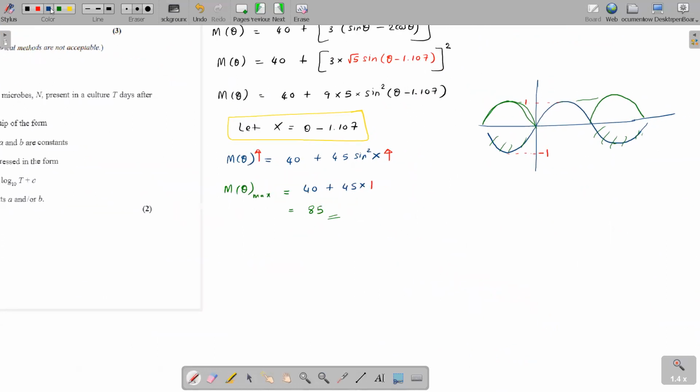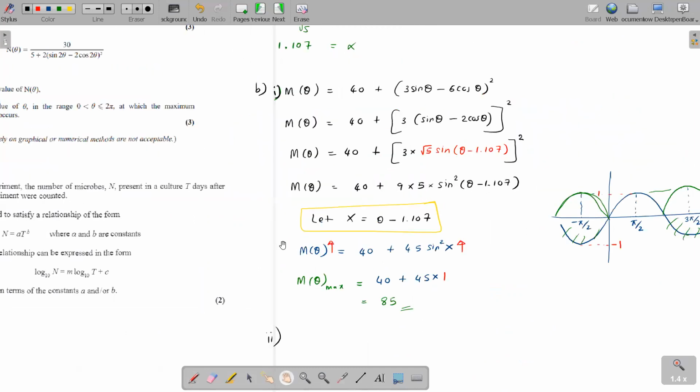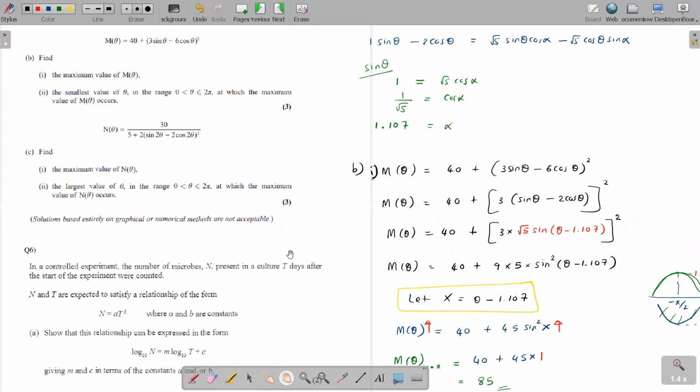So where do you have the maximum? You can see you have one at 90. The peaks are at 90, minus 90, and this was at 270, right? These are the peaks. The negative peaks are now also positive. So in Roman number 2, they want the value of theta, in the range 0 to 2 pi, where you get the maximum. They want the smallest value.